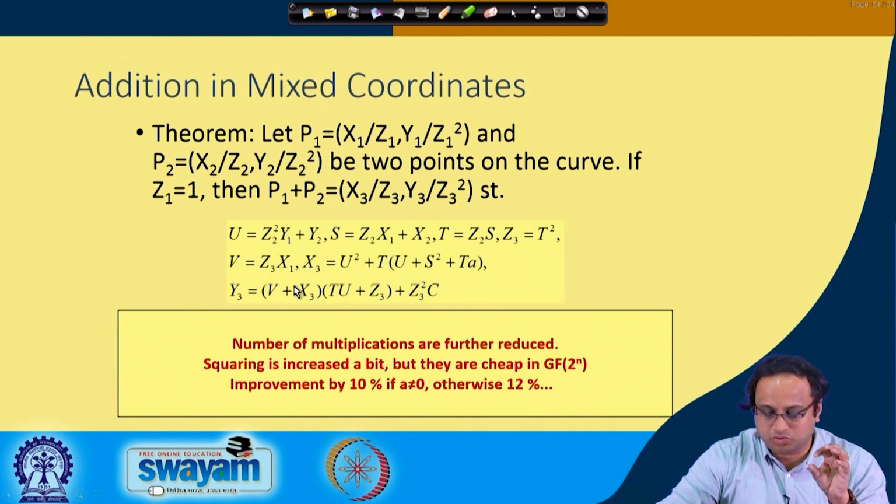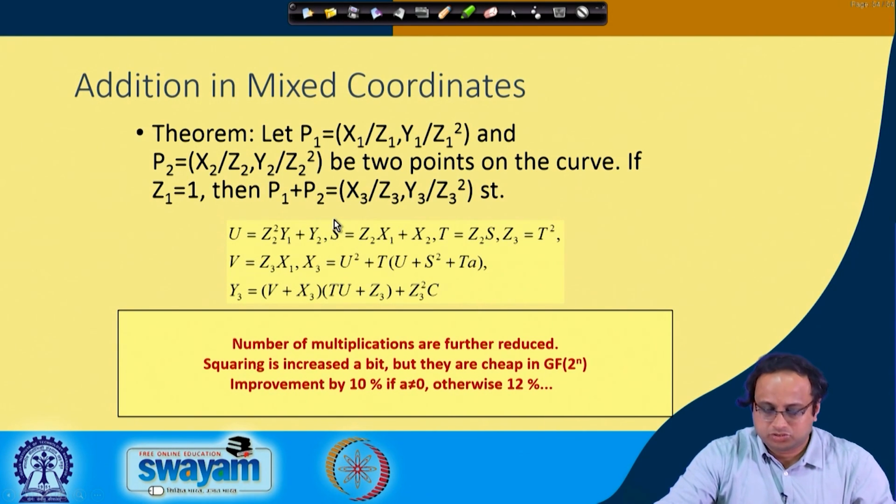Okay. And here are some equations to do that, and I am not getting into the derivation of these equations, but what I would like to mention here is that there are some papers or some results which show that the number of multiplications are further reduced. Most importantly, squaring is increased a bit, but they are cheap in GF(2^n), as we have seen. So roughly the results show that if a is not equal to 0, then there is an improvement of 10%, and if a is equal to 0, then there is an improvement of 12%. So therefore, it makes sense to keep one point in affine coordinates and the other point in projective coordinates, and to do the computations.